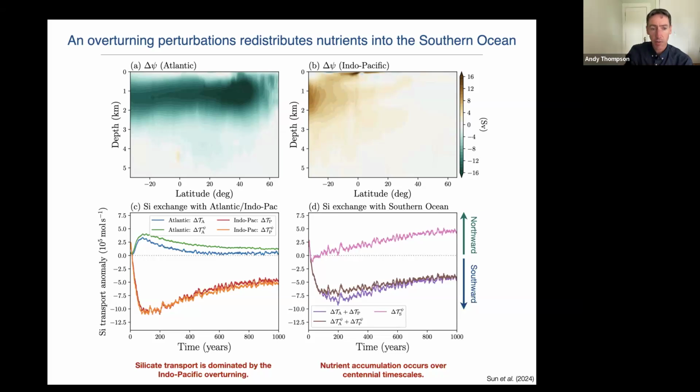So in the lower panel here, what we're showing is, as a function of time on the x-axis, the transport of silicate across the southern boundary of both the Atlantic basin, which is shown as this blue curve here, and also in the Indo-Pacific basin, which is shown as that red curve. And so the first message here is that silicate transport is dominated by the Indo-Pacific. The Atlantic makes a relatively weak contribution.